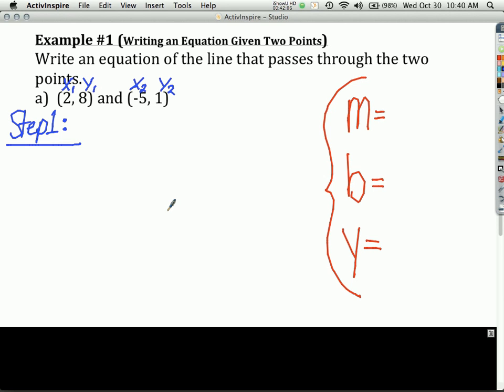So that's what we're going to do. Calculate the slope. M equals y2 minus y1 over x2 minus x1. Do some simple mental math. Simplify. And what do we get as the slope?